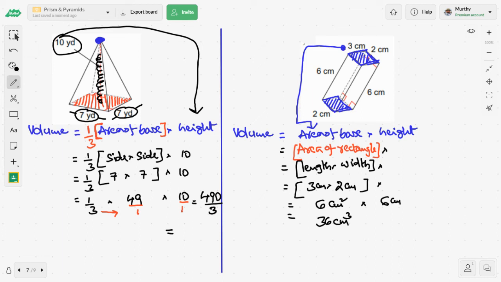Let me express it either as a fraction or as a decimal. 490 divided by 3 gives you 163.33. Again, we are computing the volume, therefore it is cubic yards. The units are always expressed in cubic units. Okay, any questions on this? Well, let me go to the next page.